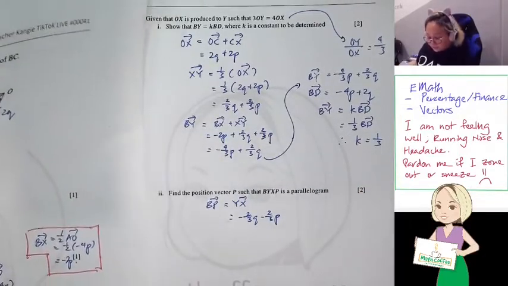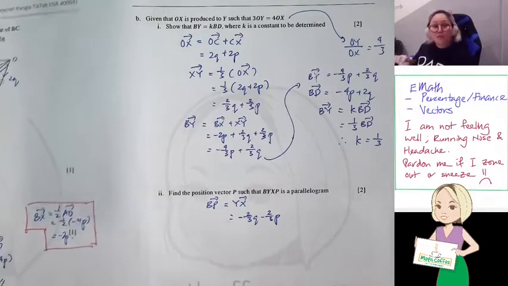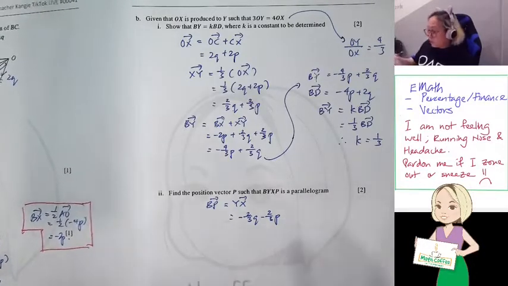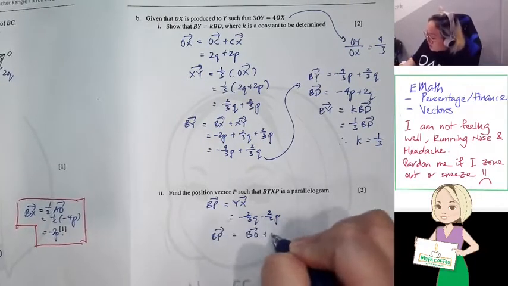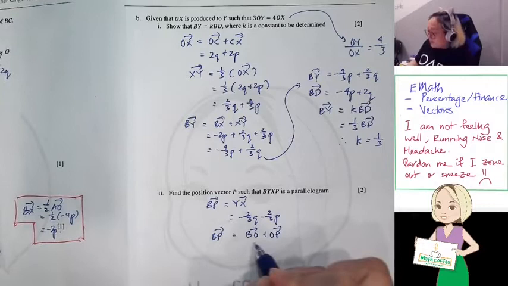Then we're going to form the equation. So we know that BP is equal to BO plus OP. We already have our coordinates.